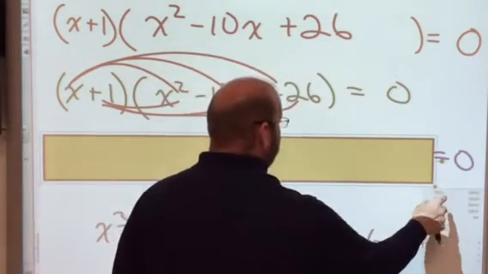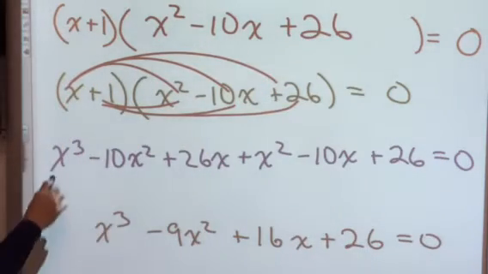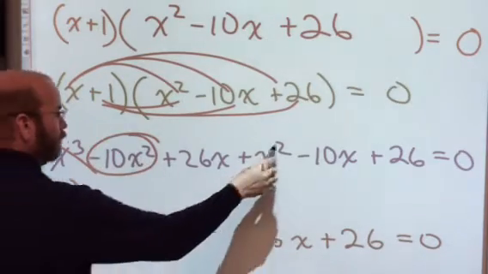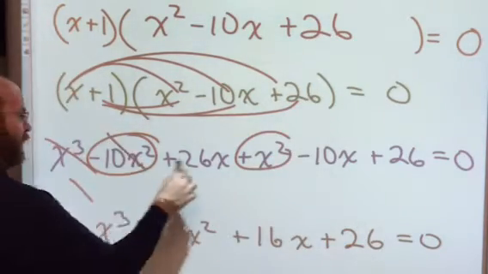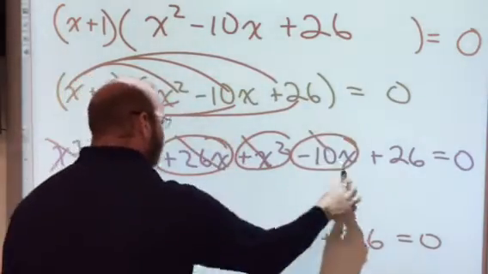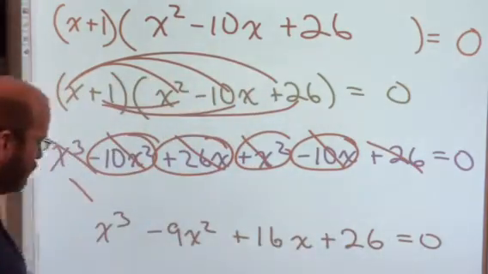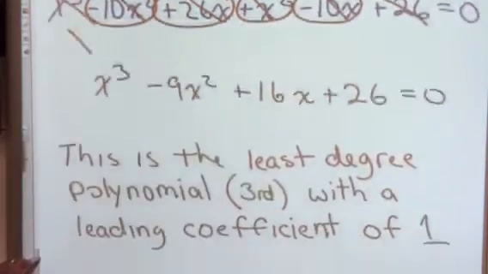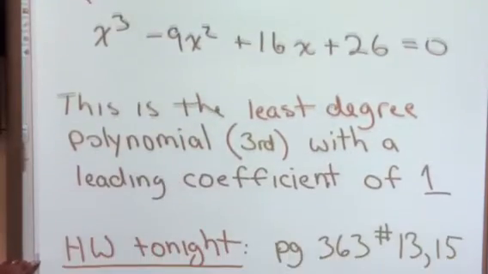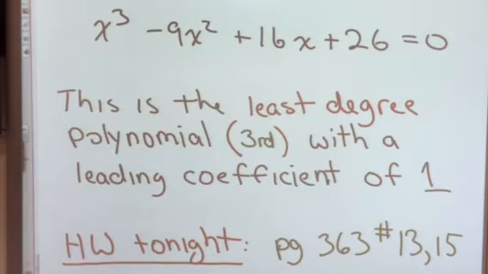And you have all 6 terms, combine like terms, that's there. Negative 10x squared plus x squared is negative 9x squared, plus 26x minus 10x is 16x, plus 26, plus 26. You distribute it and combine like terms. So this is the least degree polynomial. It's a third degree polynomial with a leading coefficient of 1.